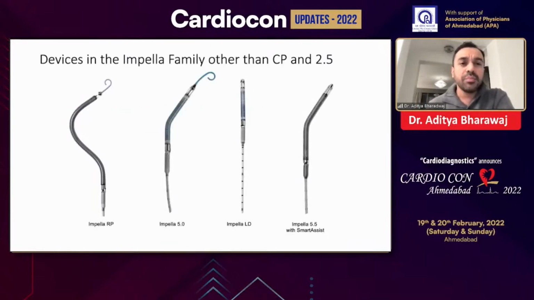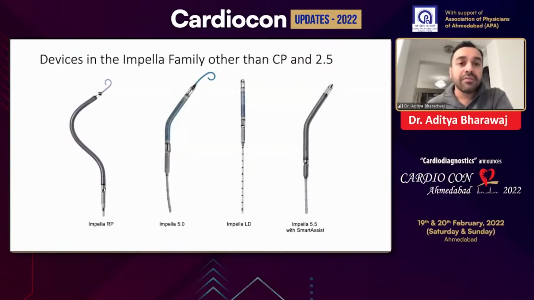Before I go to that, a brief overview of the different devices in the Impella family. I think Impella CP and 2.5 are the most commonly used left-sided devices. CP gives you a forward output of around 3.5 to 4 liters per minute. The 2.5, which we almost never use in cardiogenic shock, is only used in high-risk PCI, and really not even used much these days.